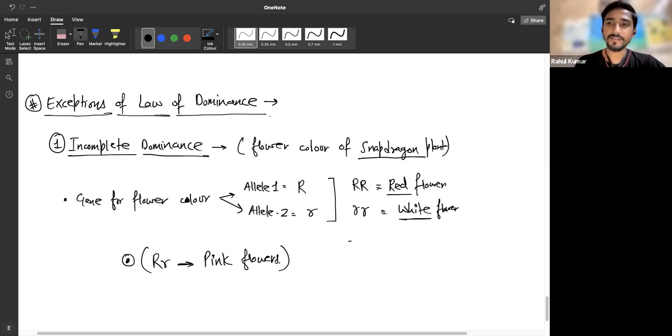This is what nature is also doing, because with both these alleles, no one is able to show dominance over the other. So the R is trying to make it red and the r is trying to make it white. Because of the combined effect, and lack of any dominance, it becomes pink. So this is called blending of trait, or blending of allele. Is it clear, everyone? Say yes or no.